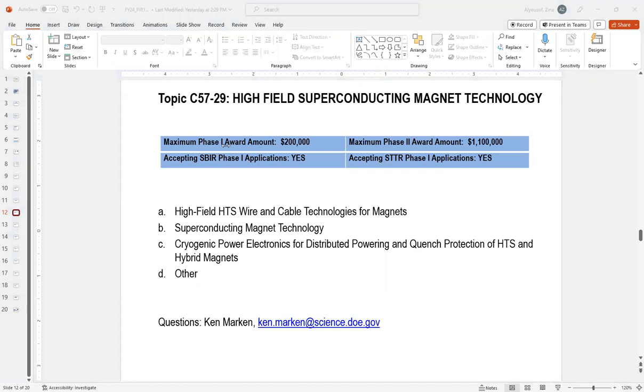Subtopic A, high field, high temperature superconductor wire and cable technologies for magnets. This subtopic aims to push the wire and cable technologies to higher performance at high fields and lower cost. We are not asking for basic material science, but development of technology for real HTS magnet conductors. So please pay close attention to the lengths and the critical current density metrics that are contained in the topic language. We would expect a phase 2 award in this category to result in prototype lengths of magnet conductor, which could be tested in an R&D scale magnet.